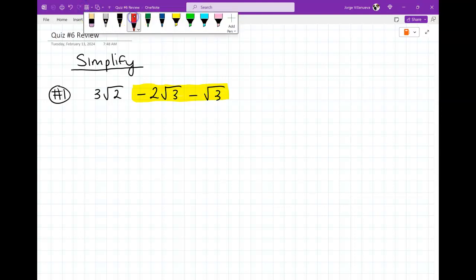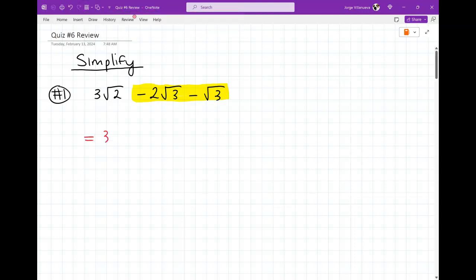So I'm just going to start writing out my problem here: 3 radical 2, and then negative 2 radical 3 minus radical 3. Remember, there's a 1 there that we don't see, but there's a 1 there. So that's negative 2 minus 1, that's negative 3 radical 3. At this point, just double check to make sure that you can't simplify your radicals anymore. After that, you can be done.